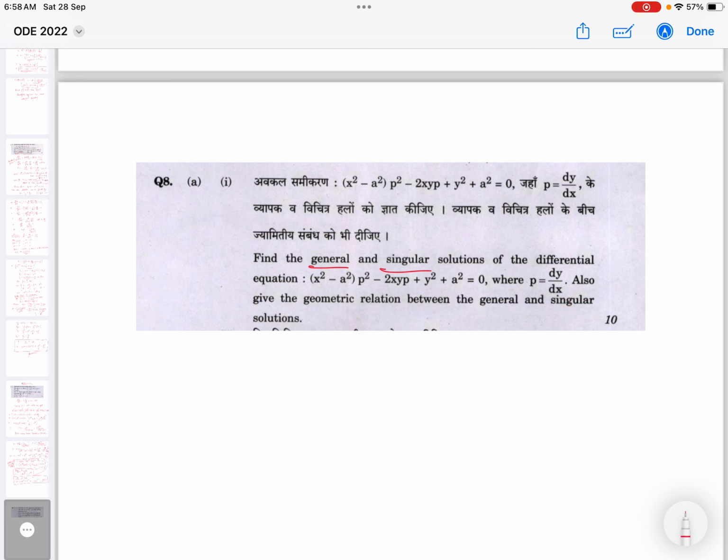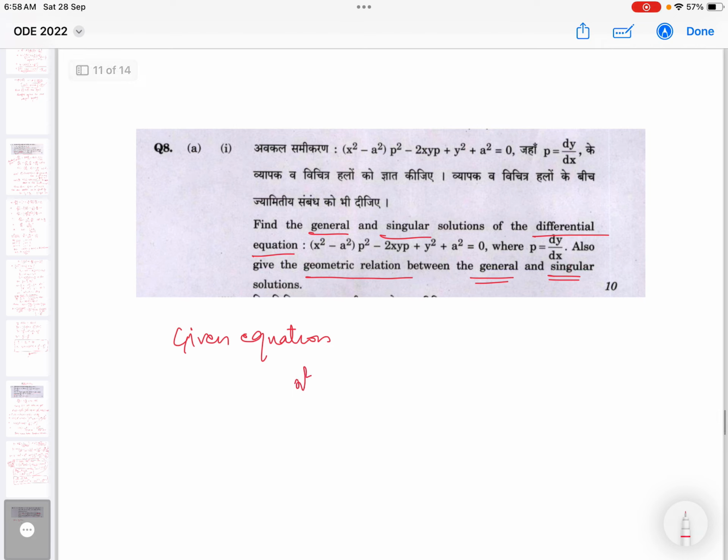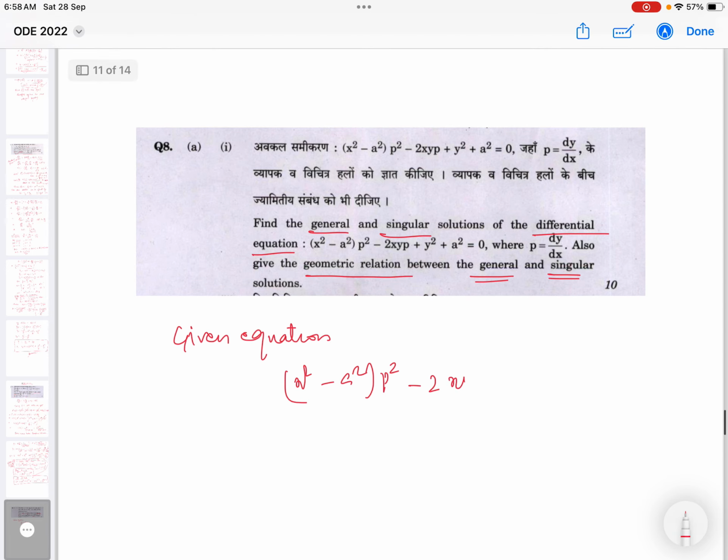Again, it is a problem to find the general and singular solution of a differential equation, where p is dy by dx, and the geometric relation between general solution and singular solution. Like we have seen in 2023 also, general solution and singular solution were asked. So we'll be solving this. The given equation is x square minus a square p square minus 2xyp plus y square minus a square is equal to 0.